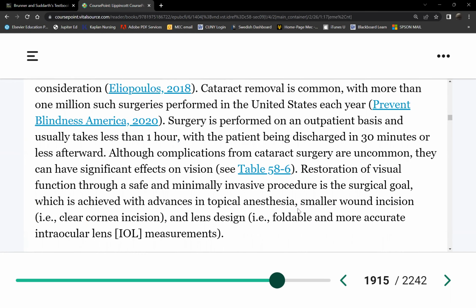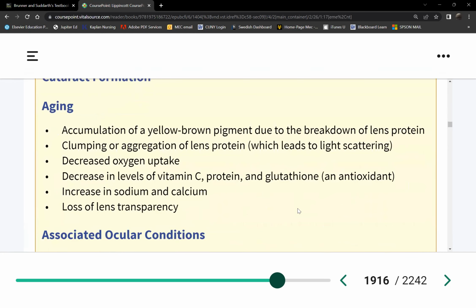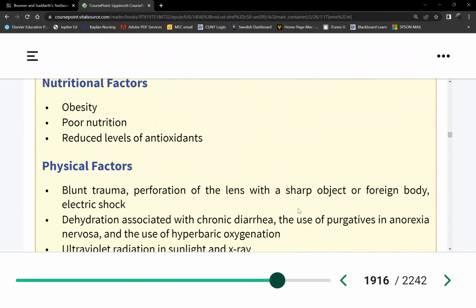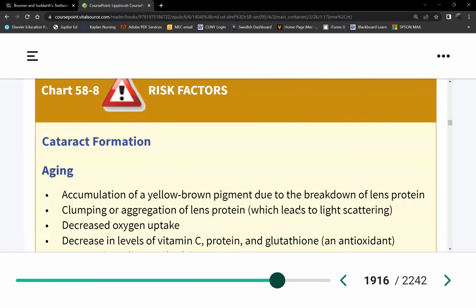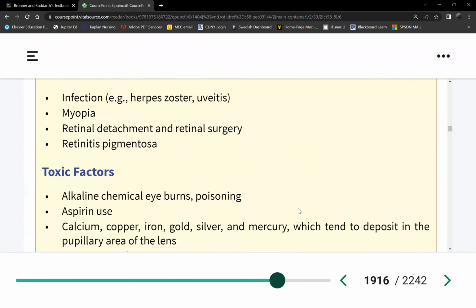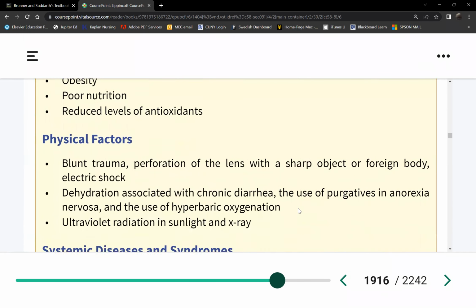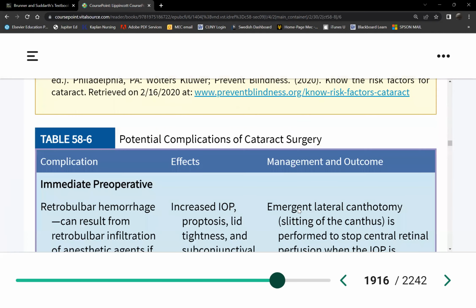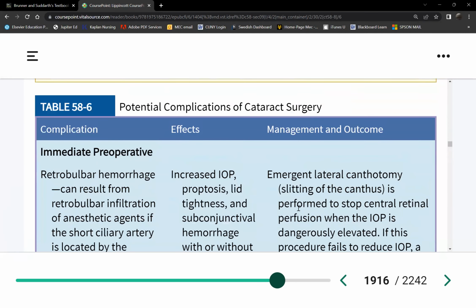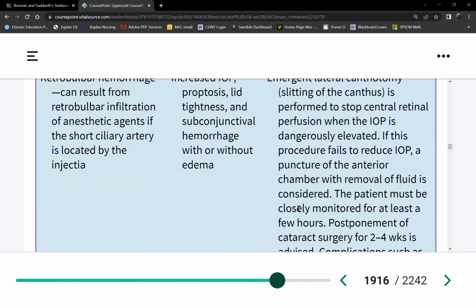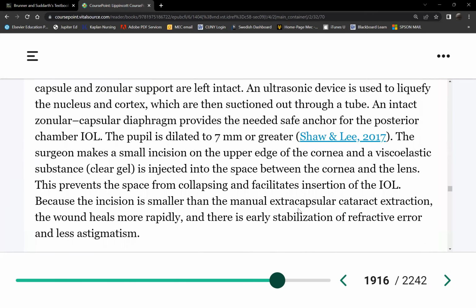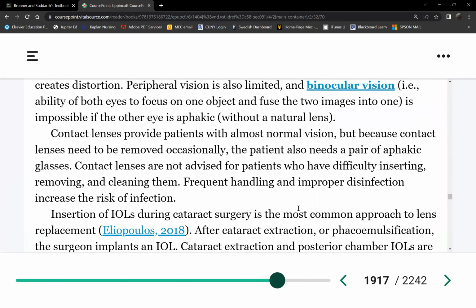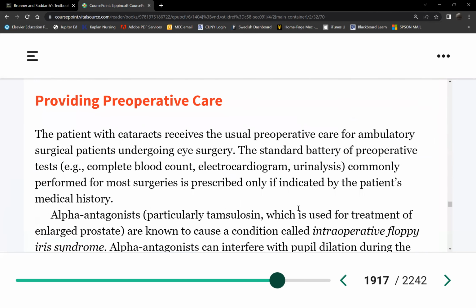So surgery, we're not talking about the surgical procedure. Let's go to our job, okay, which is pre and post-op care. Here are risk factors for cataracts. So besides age, there are other causes here like trauma, toxins. I'm not testing table 58-6. I'll go straight to the pre and post-op care. Okay, pre-op care.